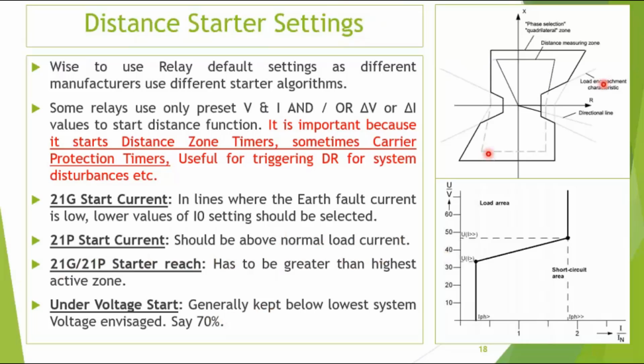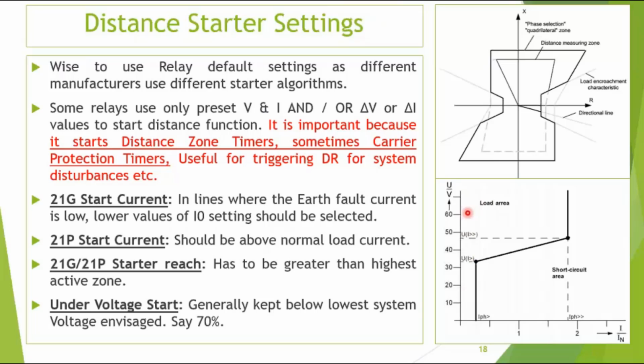So this is one example of a starter zone. This is the distance zone, the smaller one, and this is the starter zone. The starter zone is also restricted by the load encroachment characteristic, as shown over here. This is the example of a Siemens voltage current starter. You see, as the current increases, this is a short circuit area where the voltage is lower and the current is more. And this is the load area. The voltage is more and the current is lesser.